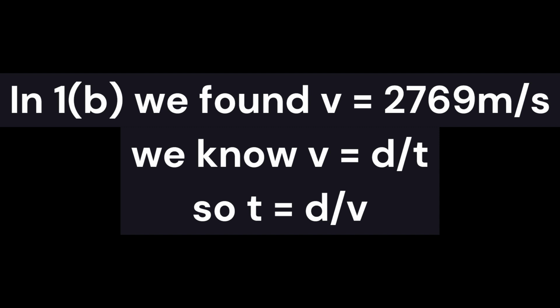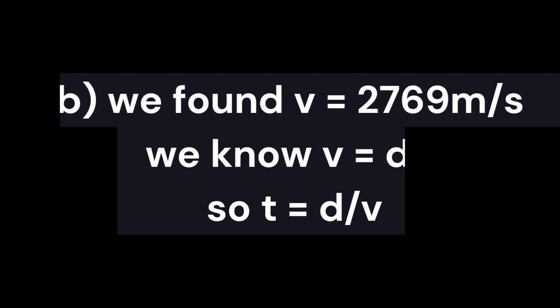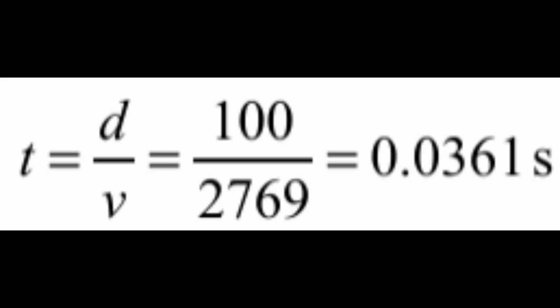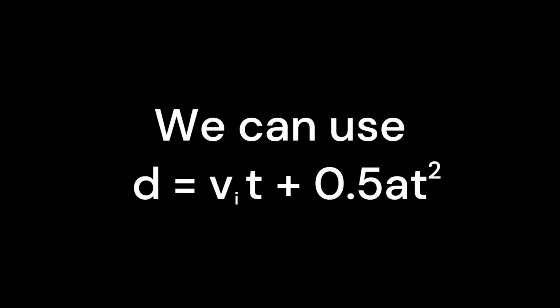We know that velocity equals displacement over time. This means that time equals displacement over velocity. Substituting our numbers in, we get the time to travel 100 meters horizontally is 0.0361 seconds. We can use the equation displacement equals initial velocity times time plus half times acceleration times time squared to find the vertical deflection of the neutron.